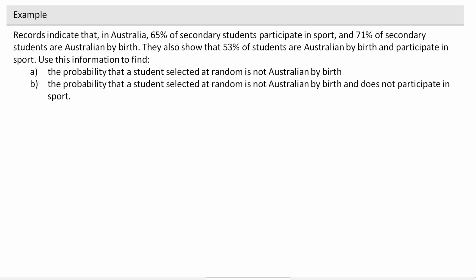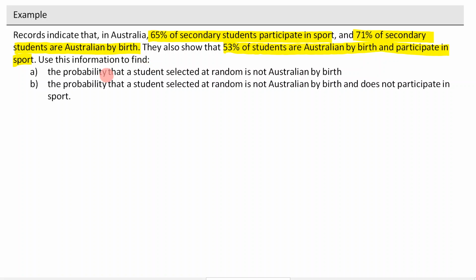We're going to answer this question before us. It says, records indicate that in Australia, 65% of secondary students participate in sport and 71% of secondary students are Australian by birth. They also show that 53% of students are Australian by birth and participate in sport. So we've got this intersection of being Australian by birth and participating in sport as 53%.